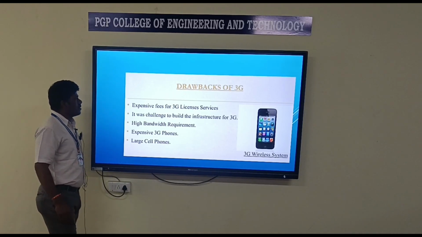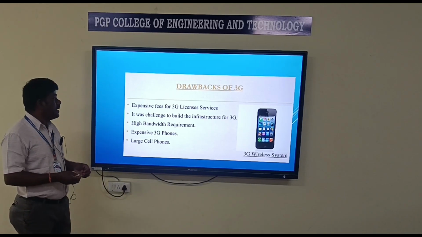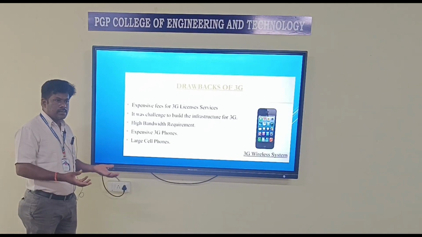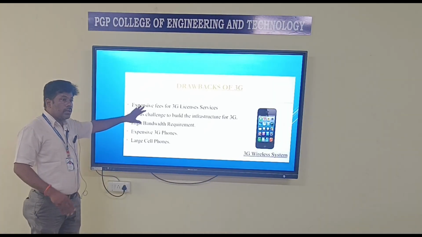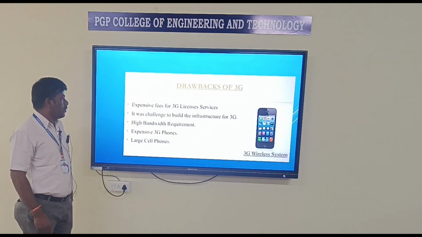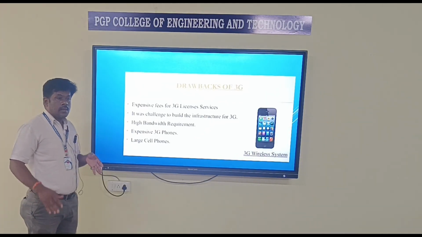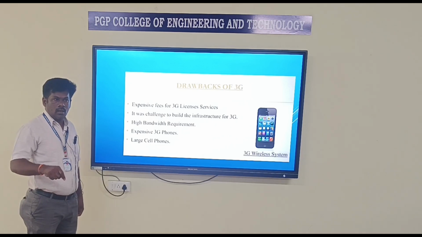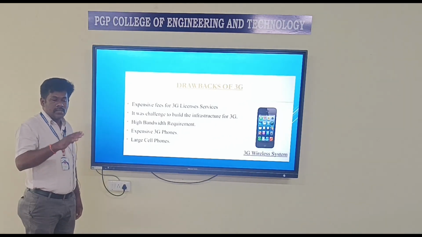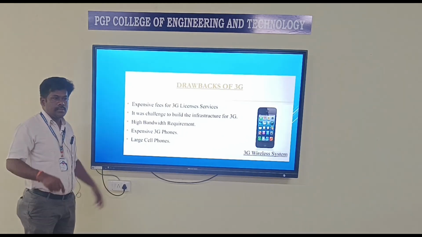Next, the drawbacks of 3G: expensive fees for 3G licenses and services, because we have to purchase the spectrum from the government authority, so for that we need more cost. It was also challenging to build the infrastructure for 3G, because nowadays 5G architecture is based on 3G. The base of the 5G architecture is 3G.